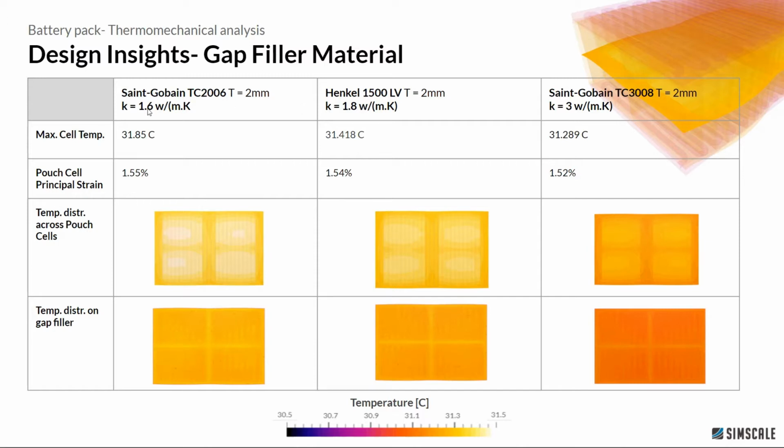We can see that I've arranged them in ascending order of conductivity, and with that increased conductivity we then see a reduced maximum cell temperature.